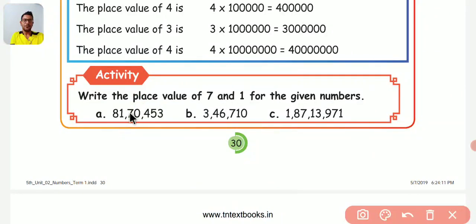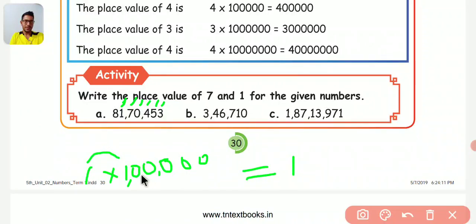Next one, the place value of 1. I have to write the number as itself, then put the multiplication symbol. 1 is in which place? Ones, tens, hundreds, thousands, ten thousands, lakh. So 1 is in the lakh place, so I write 1 lakh, 100000. 1 lakh has 5 zeros. So I multiply 1 cross 1, 1. Then I write the remaining zeros, 5 zeros, 1, 2, 3, 4, 5. So the place value of this 1 is 1 lakh. In the same way you have to find the remaining numbers.